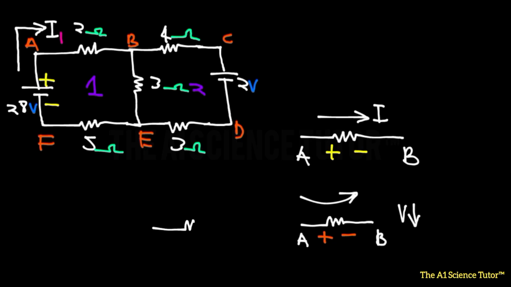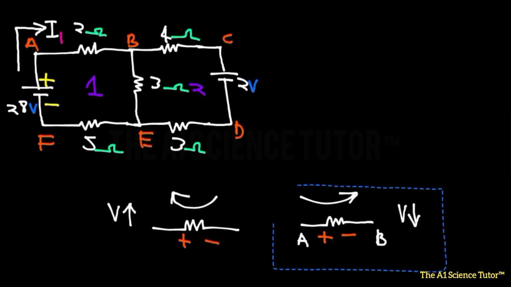If, however, we had it this way, so let's say this is plus and negative, and you had the motion through the loop going in that direction, that means this is going to be a voltage rise. That's because the arrow ends on a positive terminal. So there will be an increase in voltage. So you need to hold this at the back of your mind because we're going to use these principles to find the answer within this question.